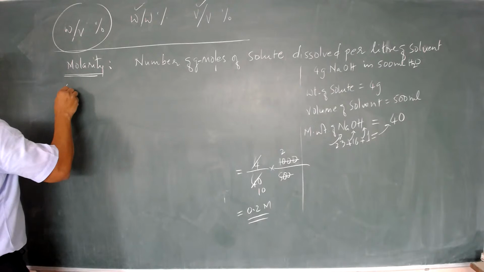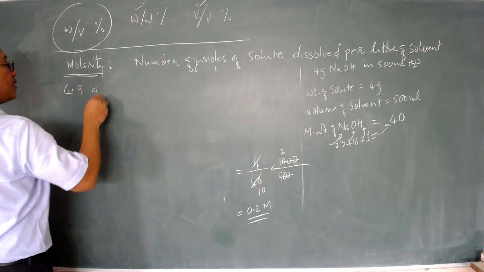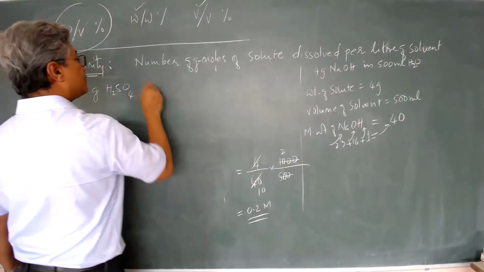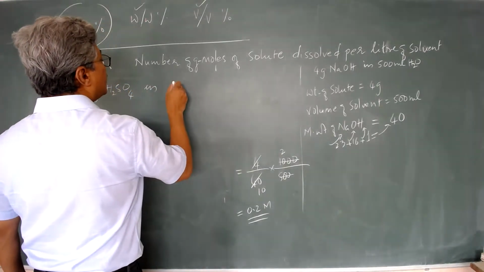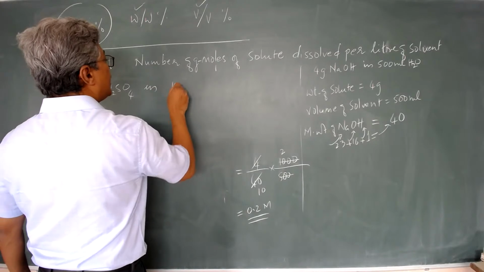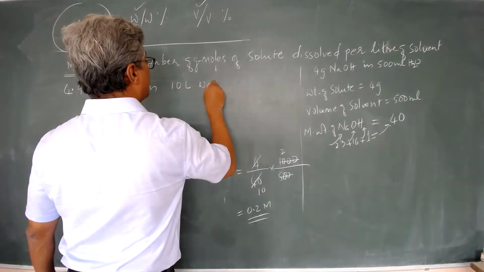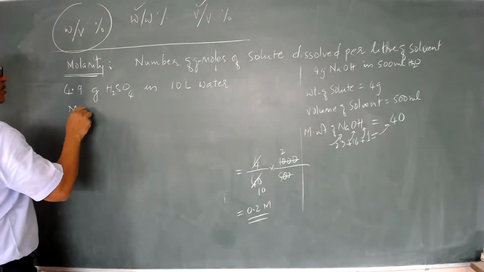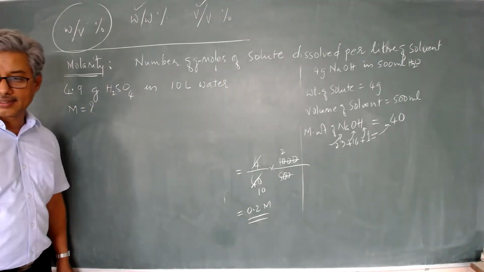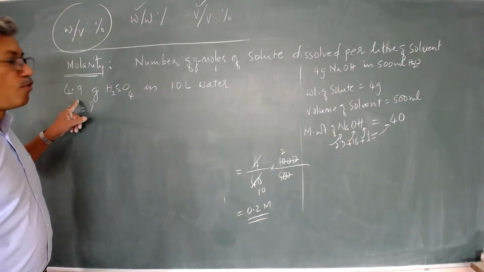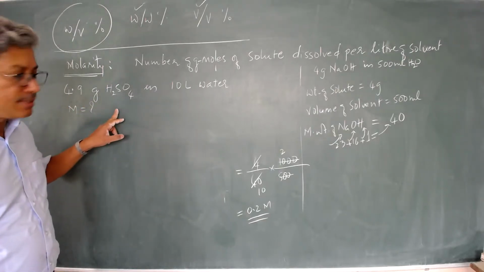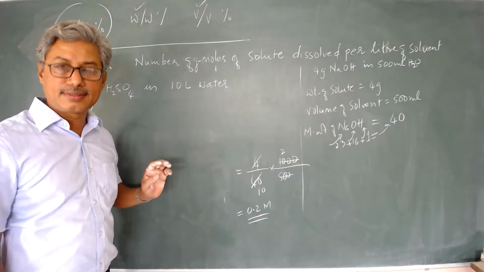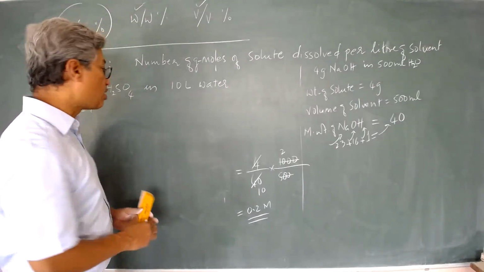Say 4.9 gram of sulfuric acid is dissolved in 10 liter water. Then its molarity is how much? So the question is: 4.9 gram of sulfuric acid is dissolved in 10 liter water. Then what is the molarity of the solution?